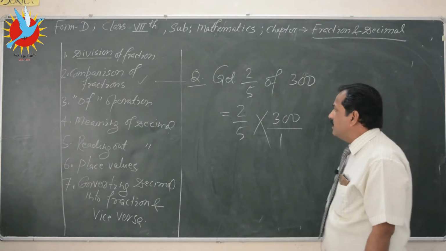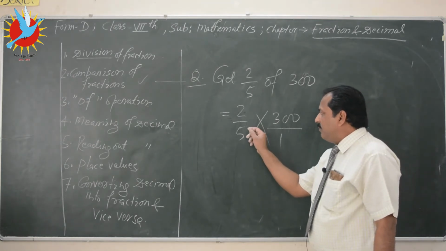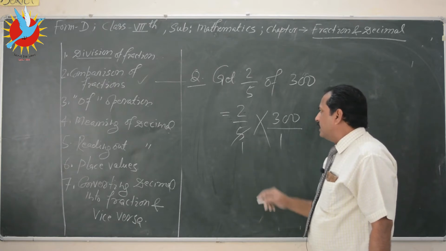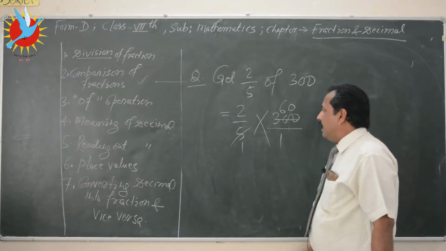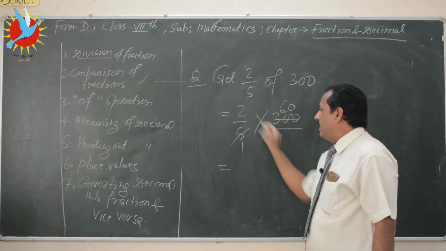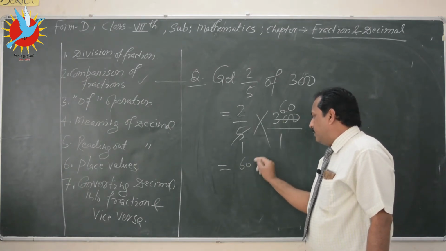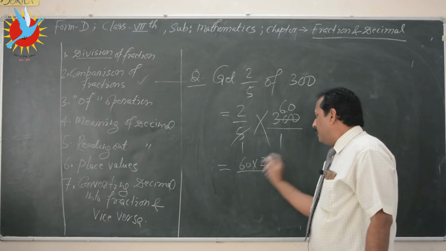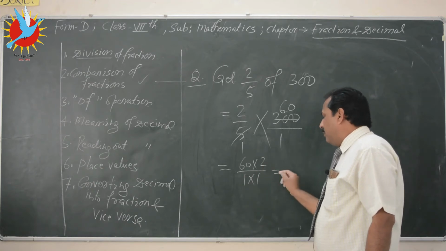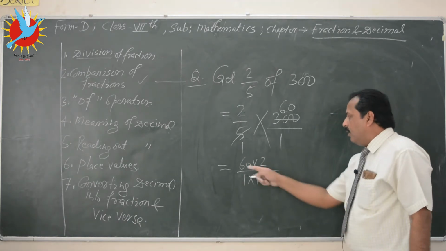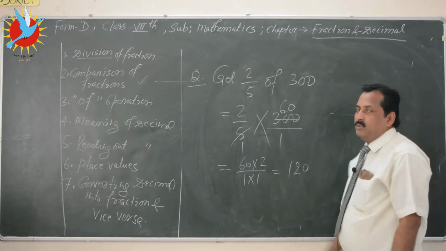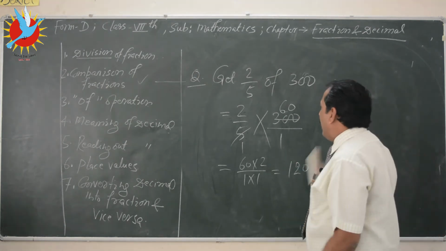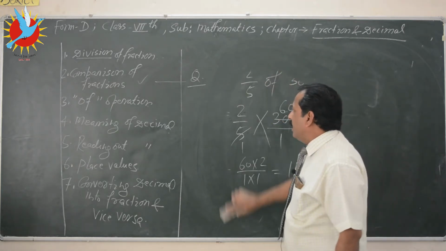for your convenience, and you simplify it, reduce it, 5 1 ja and 5 6 and this is 60, and this is 60 multiplied by 2, 60 into 2 divided by 1 into 1. So 1 denominator doesn't matter at all. So 60 into 2 by 1 means 120. So this way you can do of operation.